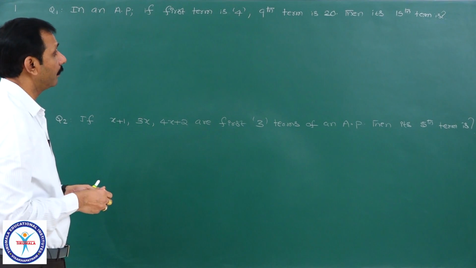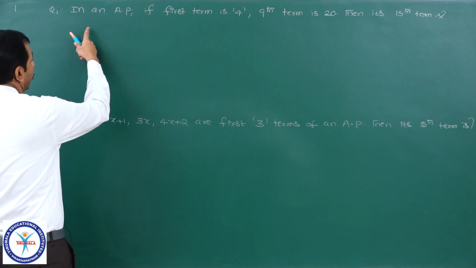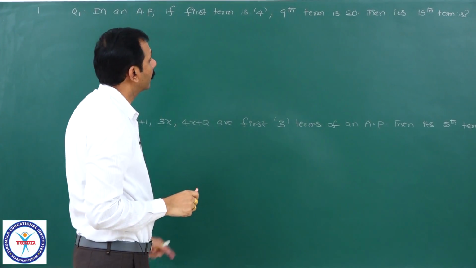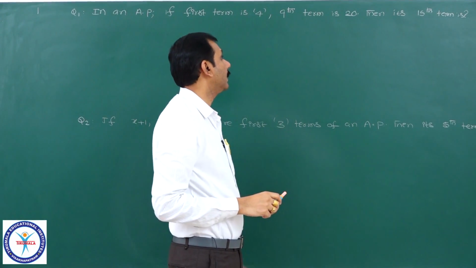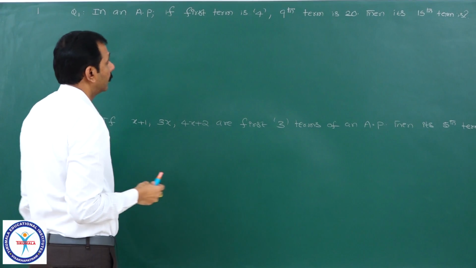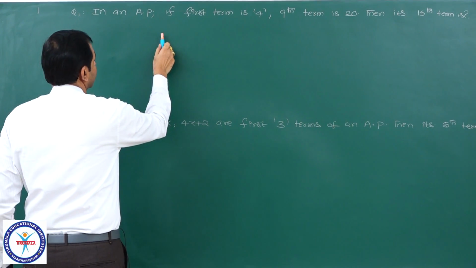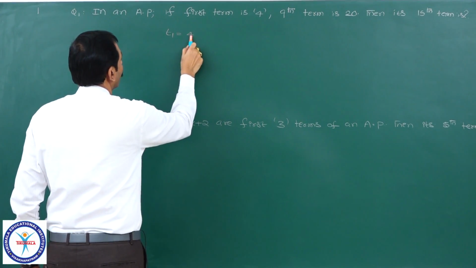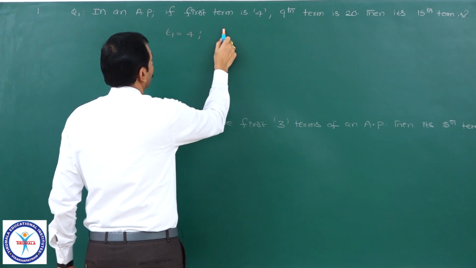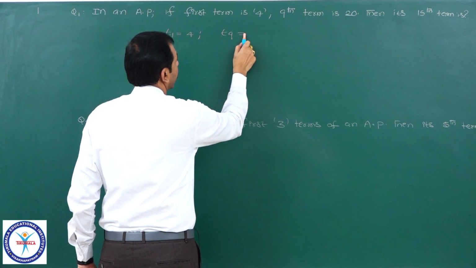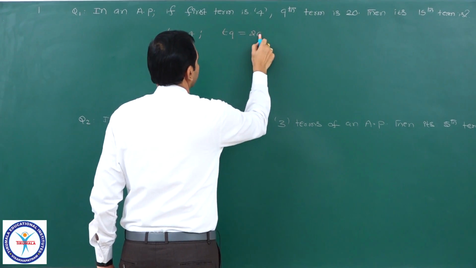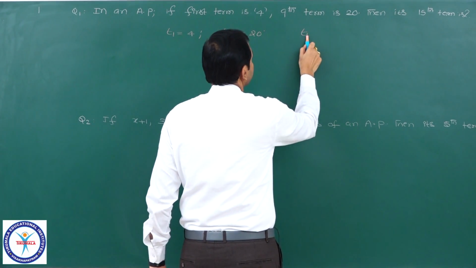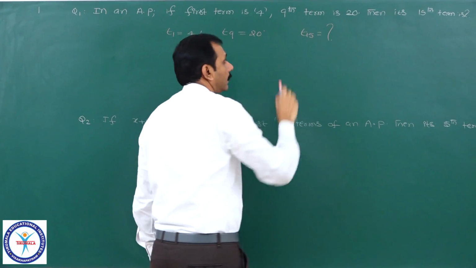First one, a very simple basic problem. In an AP, if the first term is 4 and the ninth term is 20, then find its 15th term. First term means T1, given as 4, and ninth term means T9, equal to 20. Then they are asking what is T15, that is the 15th term.